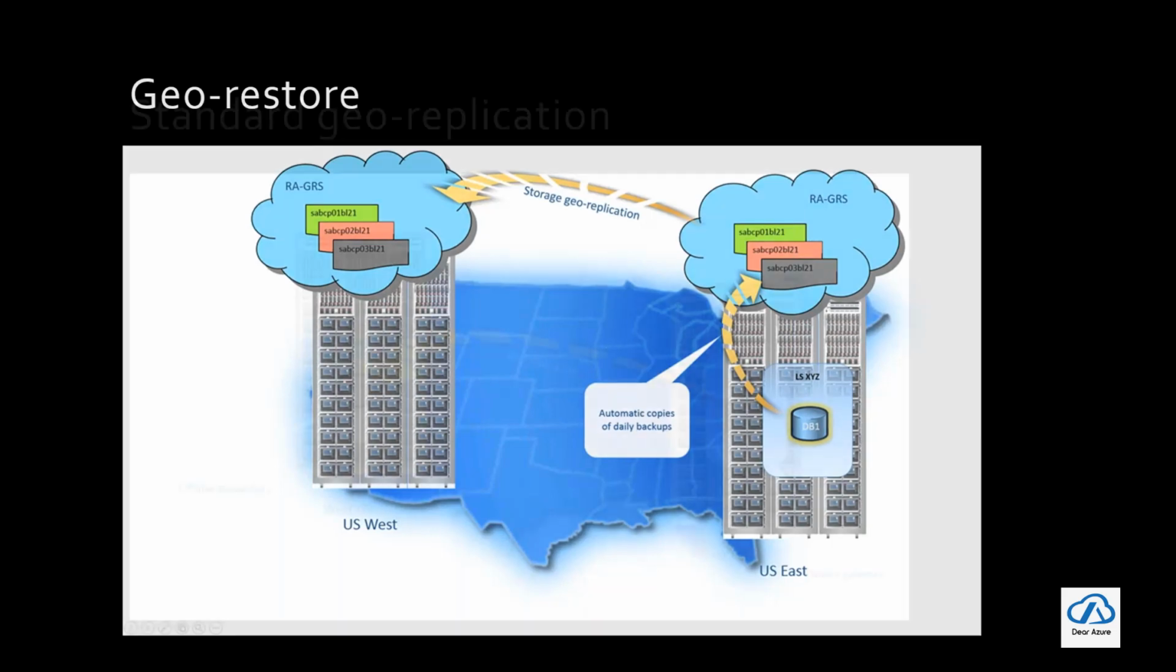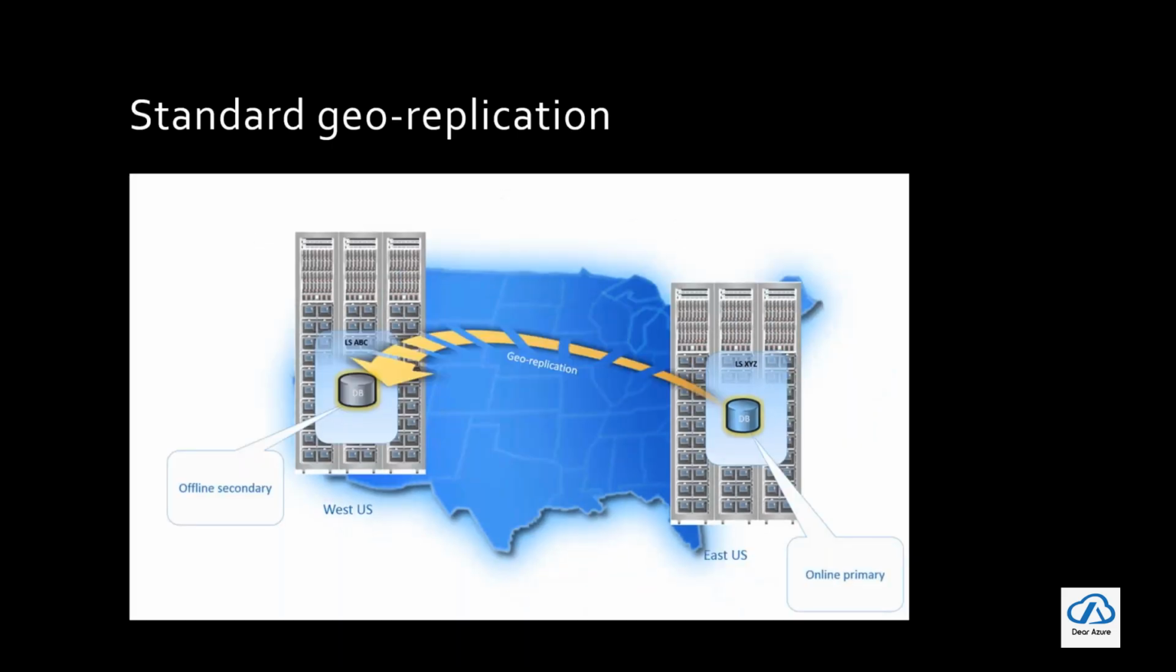With standard geo replication, if you have worked on Always On, what we offer here is a database which will always be online in the primary region. The other region would be an offline secondary, just like log shipping. You're just shipping your log files to a secondary region. So if my primary region goes offline, I can do a failover and get this online here, so your database is always up and running. If the primary data center goes down, you still have the secondary DR server available, and you can get that online.